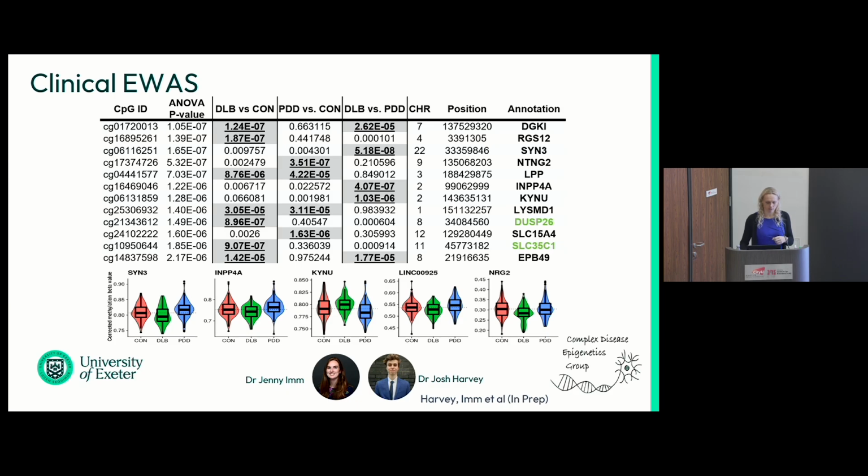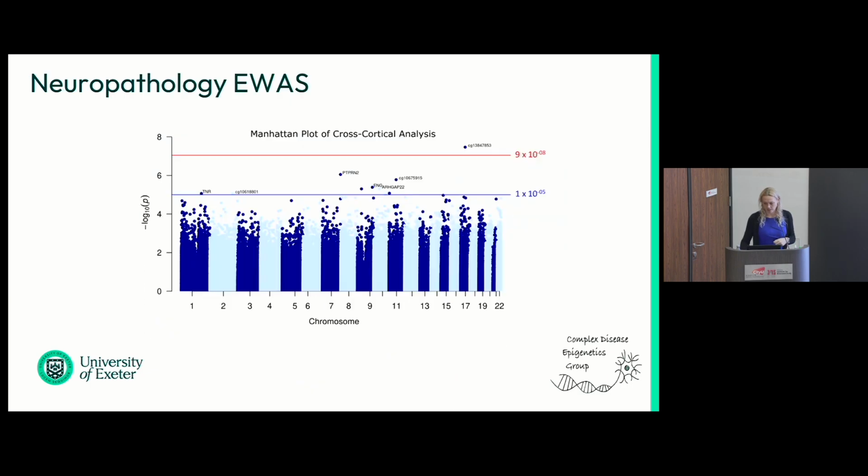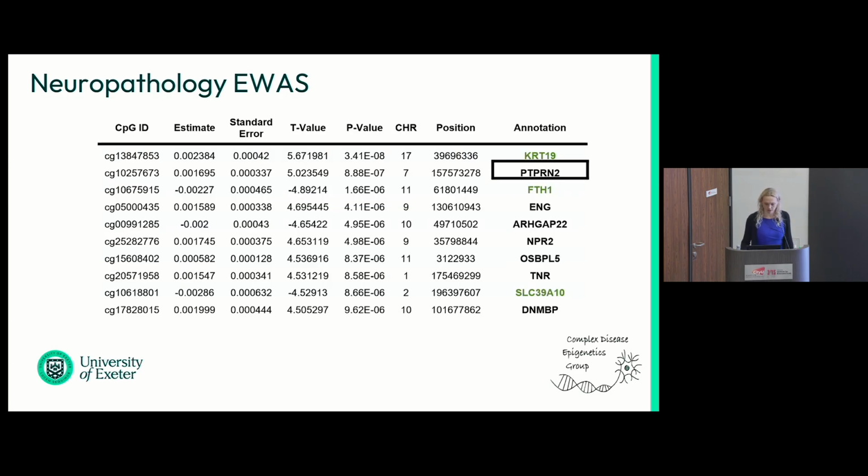So this is the clinical EWAS. And so this is looking at a difference between the two Lewy body disease types. Essentially, what I wanted to highlight was that one of the genes we've seen here has been associated quite a lot in different Parkinson's disease EWASs and GWAS studies before. In the neuropathology EWAS, we've got quite a lot of samples here, and we've meta-analysed the two brain regions, but we actually only saw one genome-wide significant locus, which was this one shown above the red line.